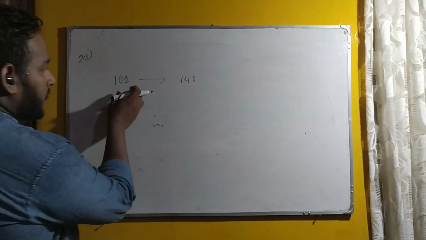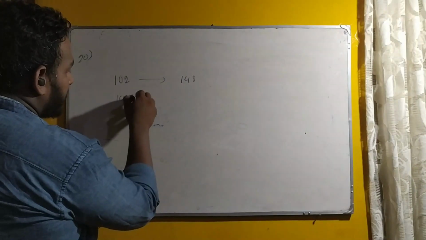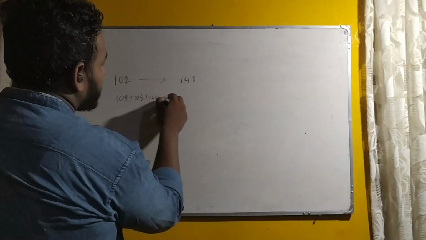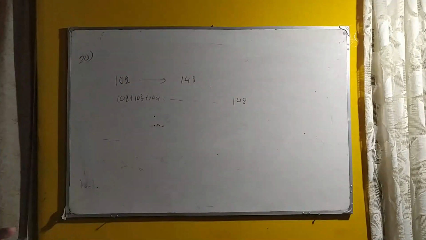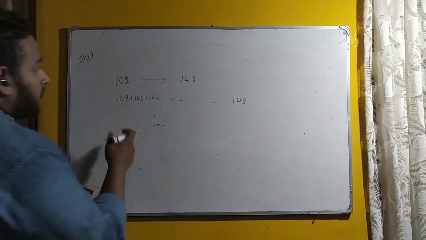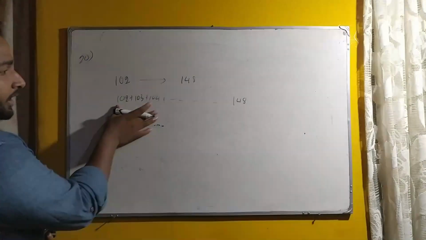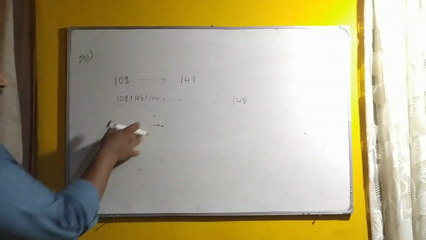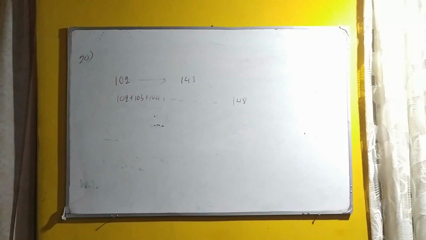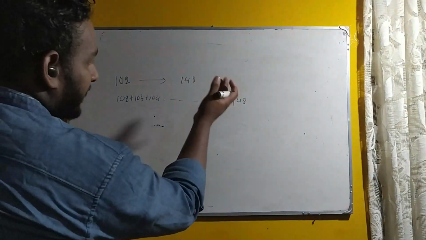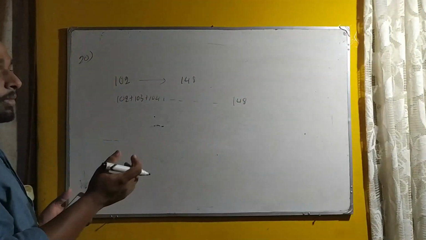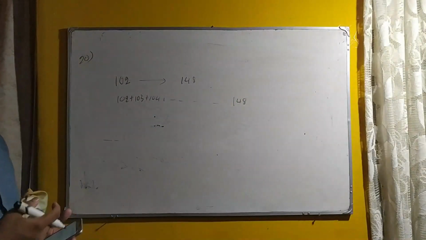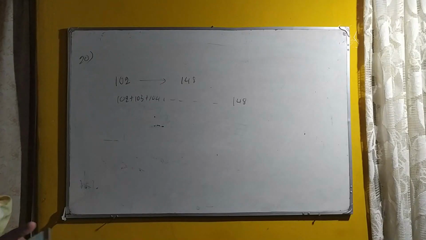So they are asking 102 plus 103 plus 104 plus like that, until 148. You need this whole sum. That means here you should know they are asking the difference between the 148th triangular number and the 102nd triangular number. That's what they are asking.